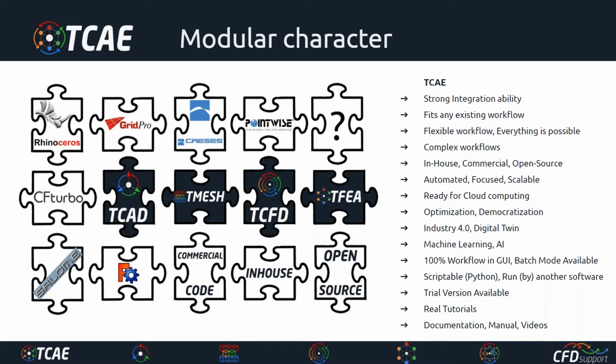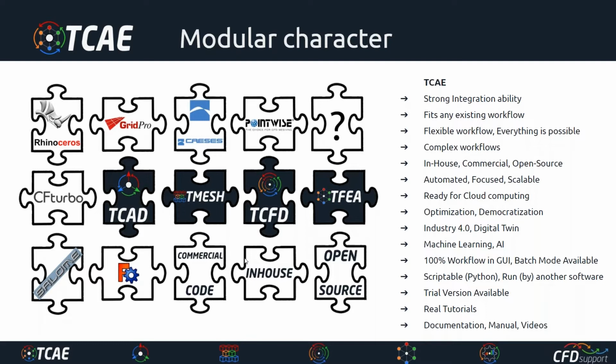So, for example, the user can create a geometry in CF Turbo, make the mesh in the module TMesh, and run the simulation in TCFD. Or, for example, the mesh can be created in Cases, meshed in Grid Pro, and the simulation can be run in TCFD, and structural analysis can be done in TFEA. Or the mesh can be created in Pointwise and the simulation in TCFD, or whatever. So the total number of combinations is almost infinite.